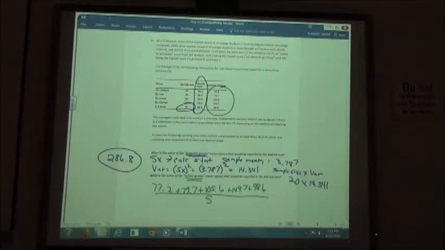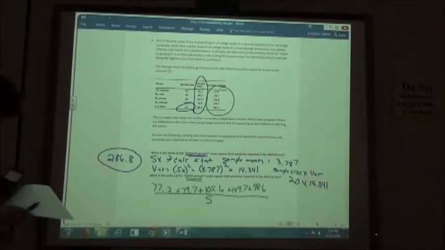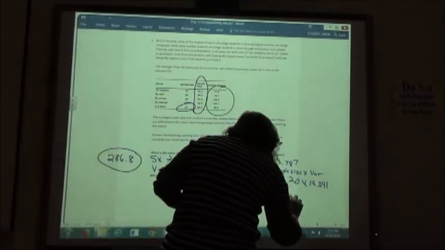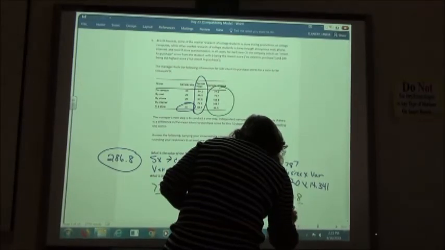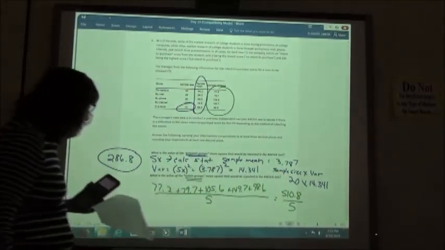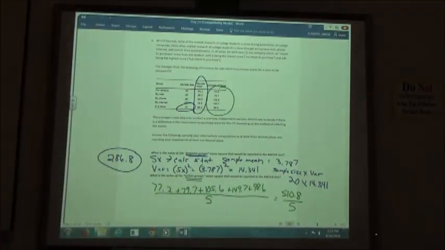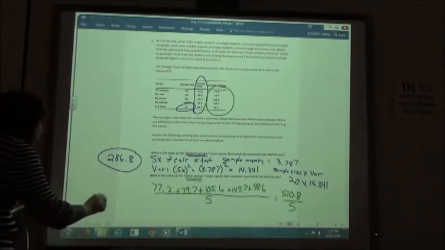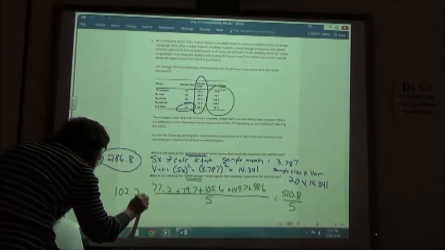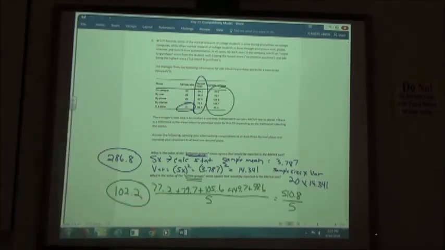So 77.2 plus 79.7 plus 105.6 plus 149.7 plus 98.6 should give you 510.8. We're going to divide that by 5. If you take your 510.8 and divide it by 5, we should get 102.2 when we round that off to the nearest tenth.